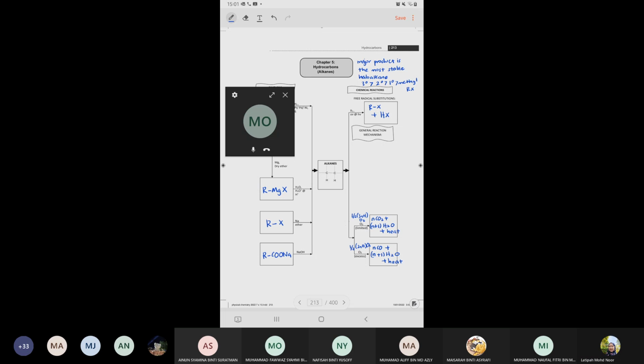Okay, dah siap? Dah medium. Alright. I want you to write the additional notes in your mind map. This one. Media product is the most stable haloalkane. Tertiary haloalkane, more stable than secondary haloalkane, more stable than primary, more stable than methyl haloalkane. Okay. Dah ke? Dan? Sekejap, madam. Belum.